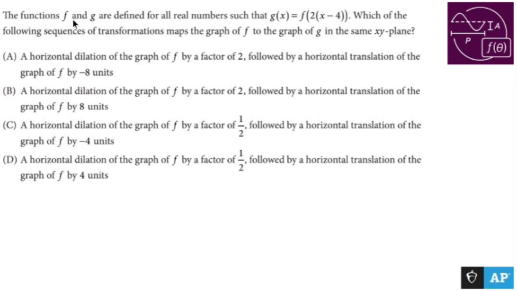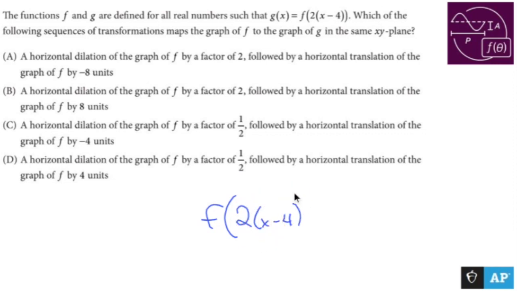The functions f and g are defined for all real numbers so that g of x equals f of 2 times the quantity x minus 4. We'll talk about that in a second. Which of the following sequences of transformations maps the graph of f to the graph of g in the same xy plane? Now, whenever you have a transformation like this, it's giving us f of 2 times x minus 4 in parentheses.